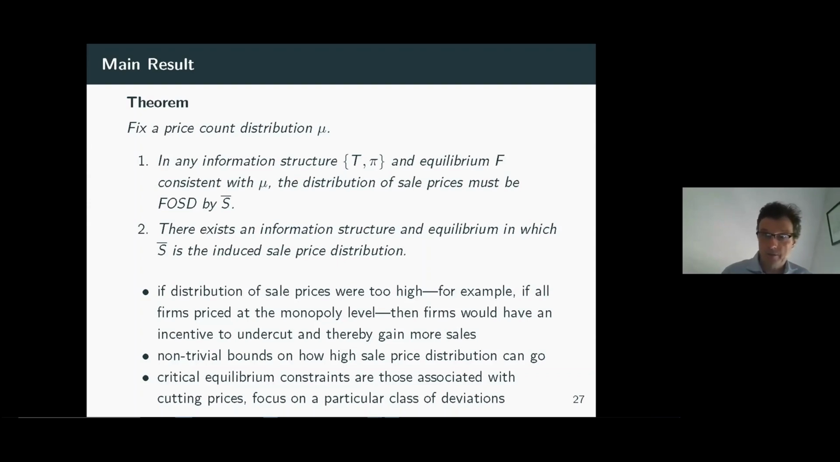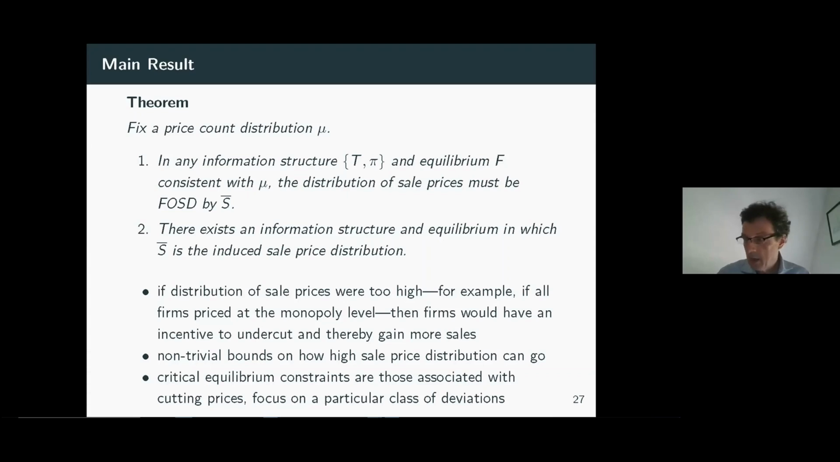that I just gave. Okay. And as you notice, the S upper bar was just constructed in terms of the price count distribution, so it didn't have any information. The second part of the theorem is then that indeed we can find an information structure and an equilibrium associated with that information structure such that what results as sales price distribution is the S upper bar.